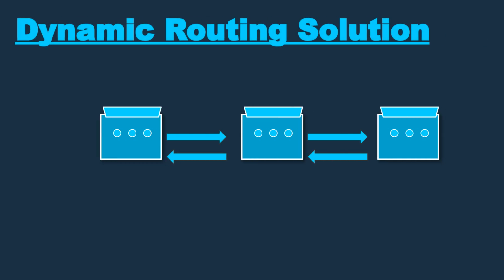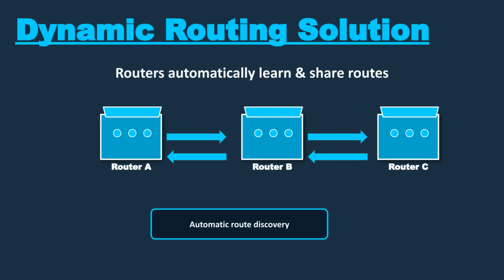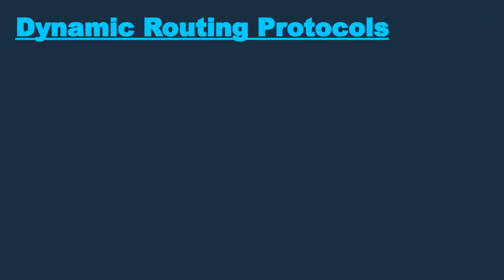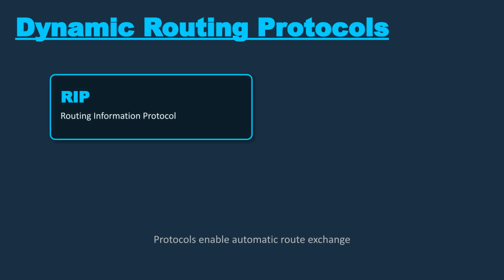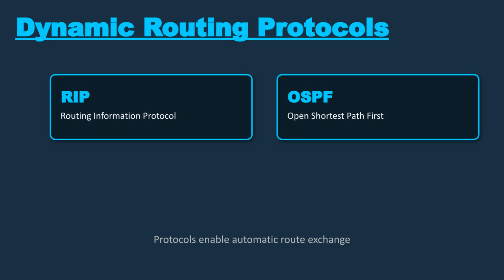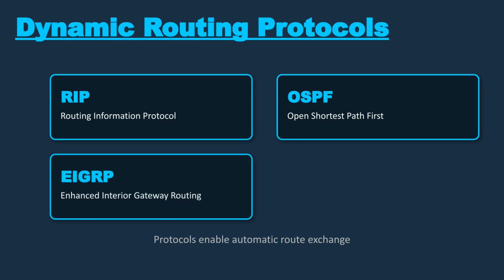Dynamic routing addresses these limitations. Routers automatically learn and share route information with each other using routing protocols, enabling automatic route discovery. Dynamic routing uses protocols to enable automatic route exchange. Examples include RIP, the Routing Information Protocol, OSPF, Open Shortest Path First, and EIGRP, Enhanced Interior Gateway Routing Protocol.